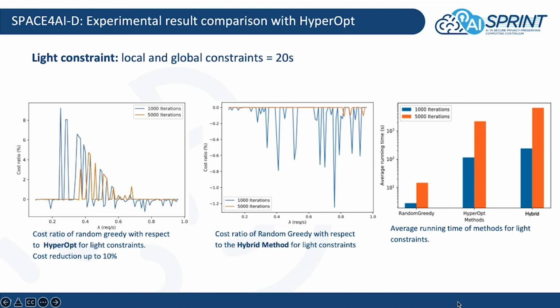These figures show the cost comparison under light constraints for 1000 and 5000 iterations. The first figure shows that random greedy costs are up to 10% lower than those obtained by Hyperopt, while the second one below shows the comparison with the hybrid method, and it can improve random greedy only up to 1%.